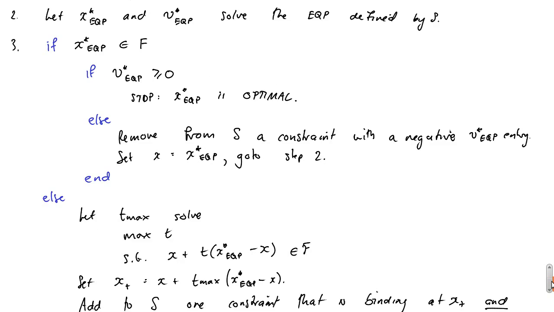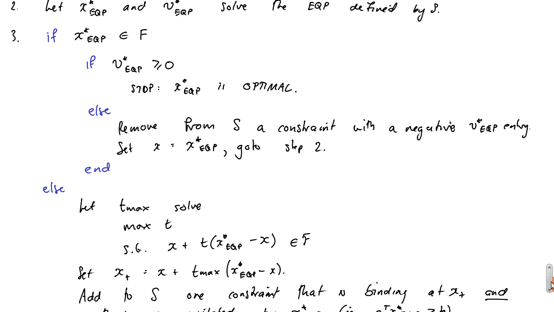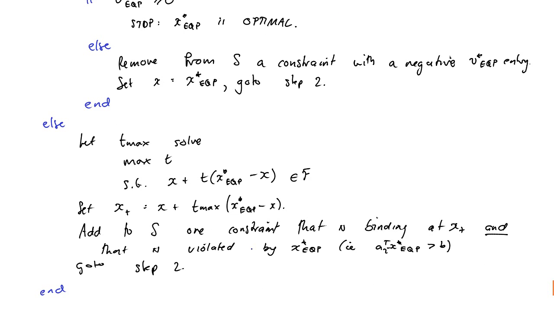So basically, our algorithm skips between steps 2 and 3. We are solving an EQP, and then if it's feasible, we move to that point and get rid of a constraint, or we're done. Otherwise, we move to the boundary of the feasible region and add in a constraint, the one that we hit.